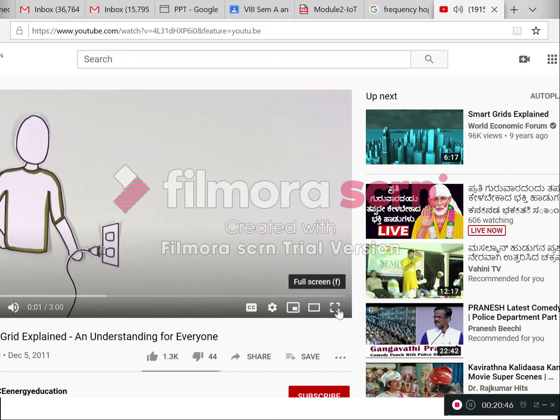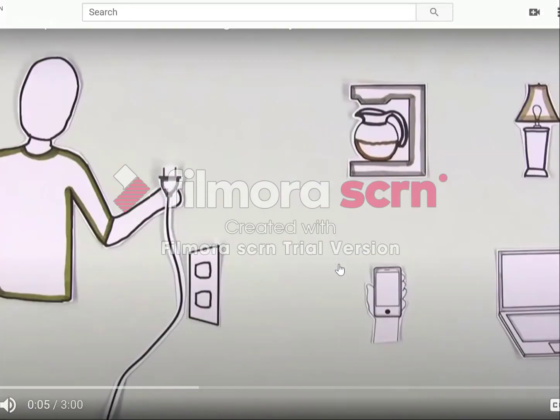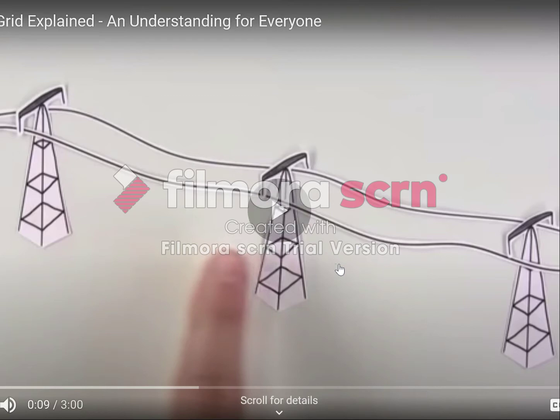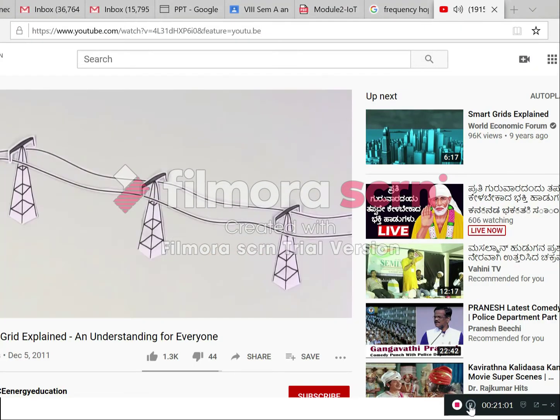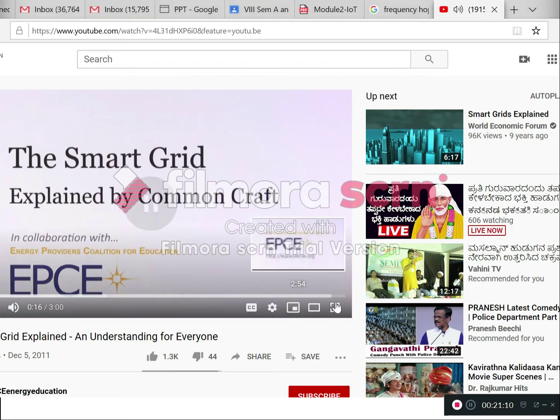It's easy to take electricity for granted, but modern life would not be possible without it. To keep it going, we need more efficient ways to manage electricity. This is the smart grid, explained by Commoncraft.